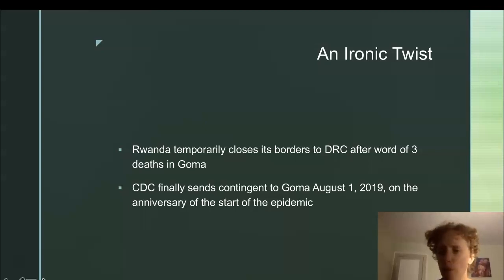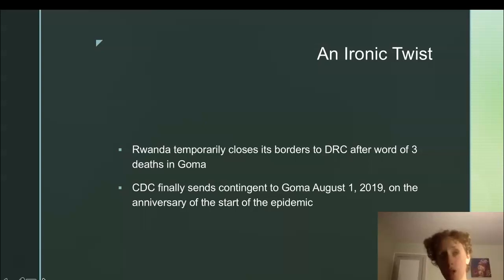Lastly, I wish I was ending on a hopeful note. This is my last presentation for my whole master's program. But right now, there isn't a hopeful note in this, but there is an ironic twist, which is that Rwanda temporarily closed its borders to the DRC a couple days ago after word of 3 deaths in Goma. So Goma is a city on the east coast on the Congo River with 1.2 million people. And an individual and his wife and daughter all contracted it and died. And so they're really scared because it's this huge city that it could spread quickly. And that would be devastating, right?